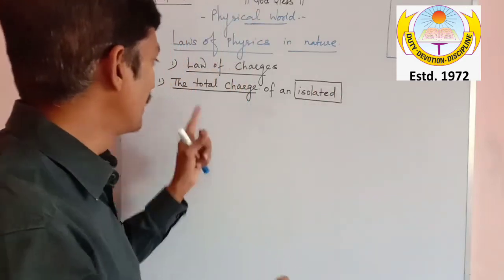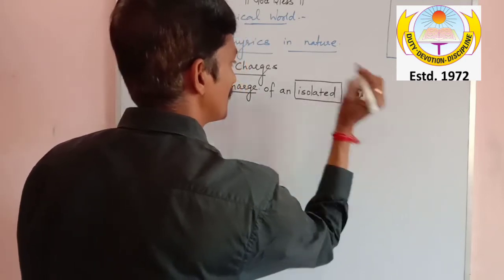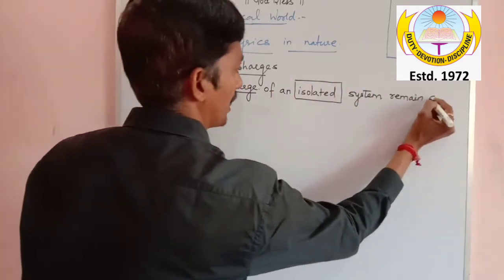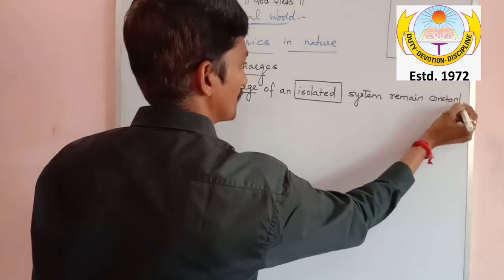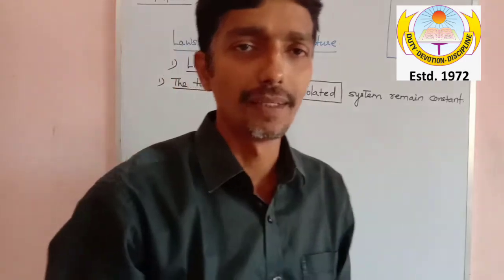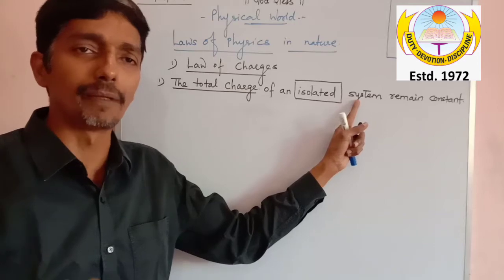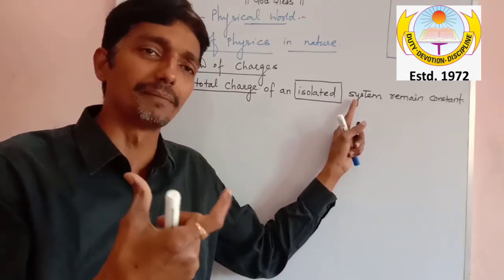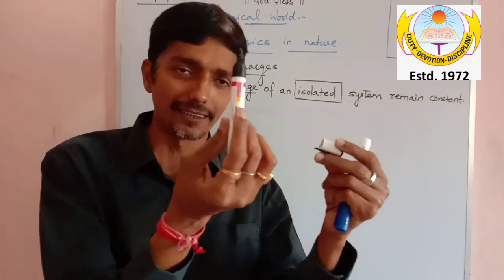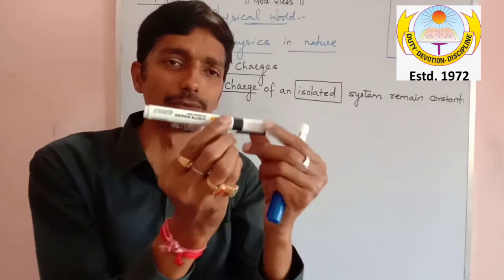So here, the total charge of an isolated system remains constant. This is the first statement under the law of charge. That is, the total charge of an isolated system, but it is one and only one system. Suppose I am standing here in front of you right now, this is a marker, this is a pen, and this is the top of the pen. If I close this, I will say this is one system.